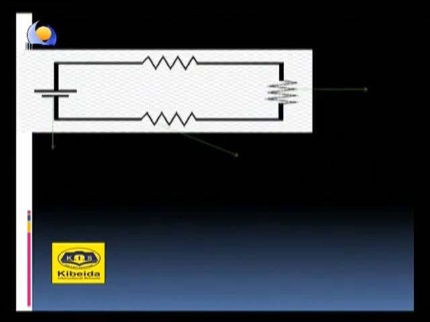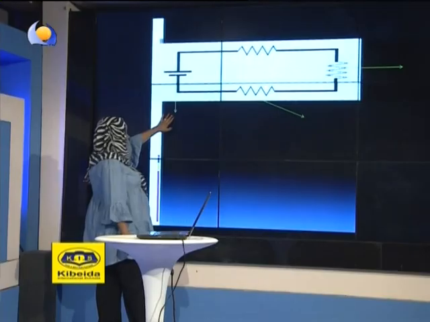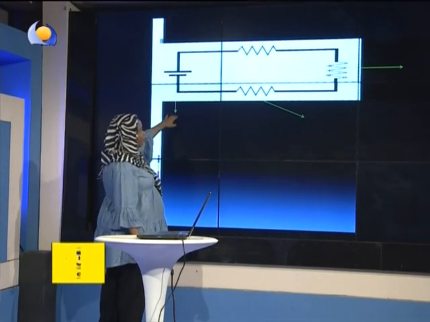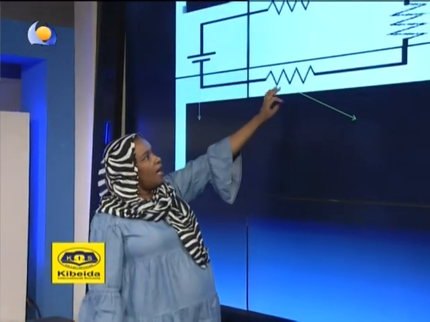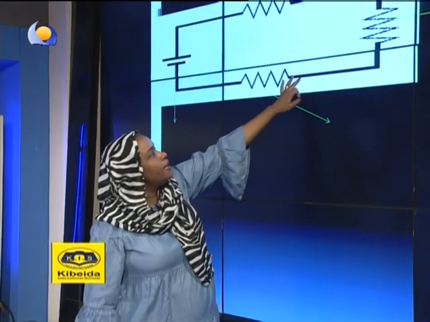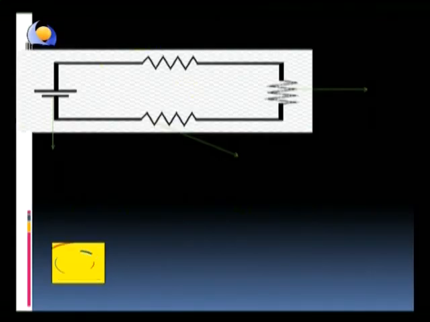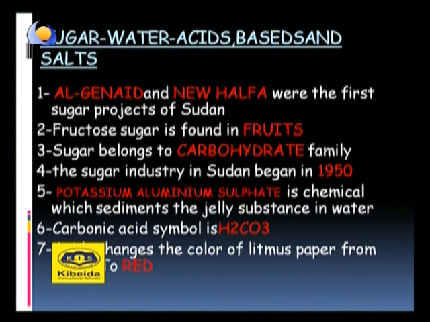Also, they ask you about electric circuits and electric circuit components, such as this one is dry cell or power source or battery. This is resistance, and this is electric wire. This is about electric circuit. Also, they can give you two types of connection, parallel or series, and you have to point out the part of the circuit. This is about electricity. So we have finished electricity.